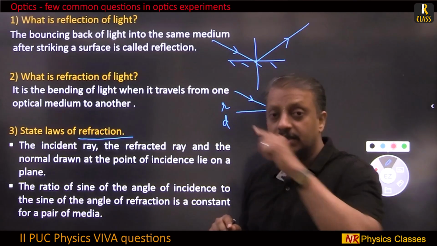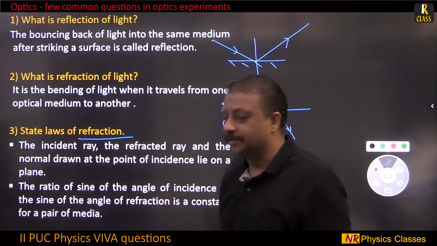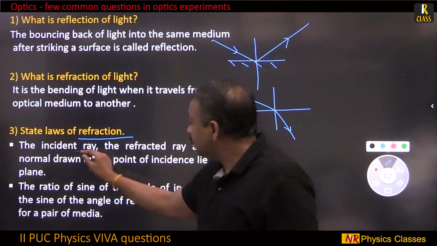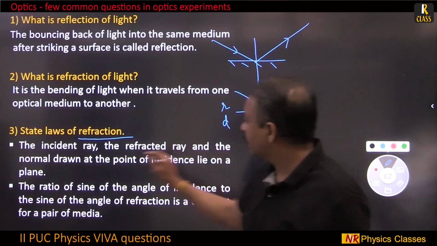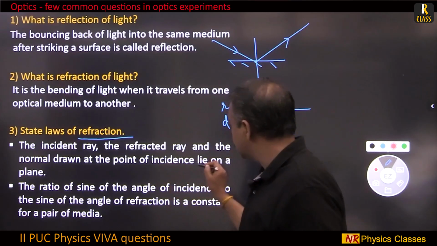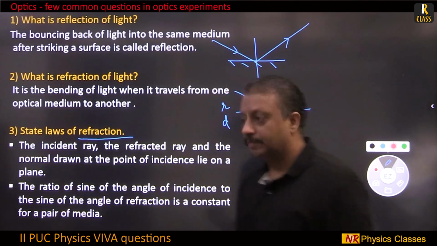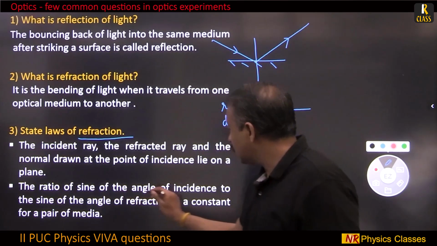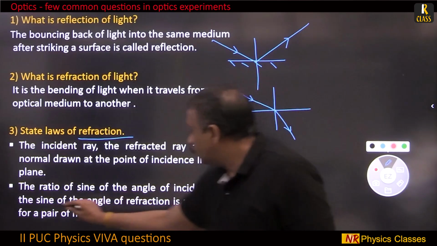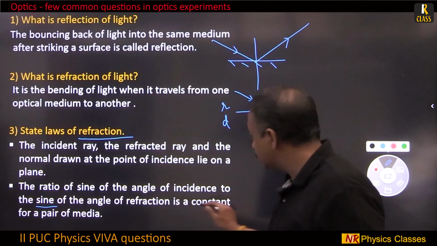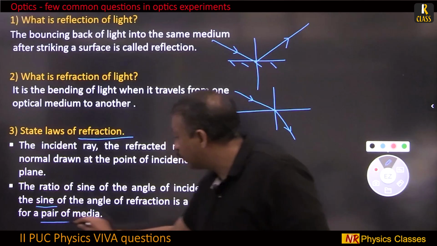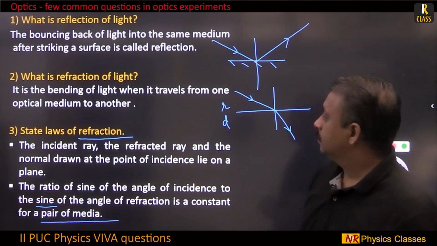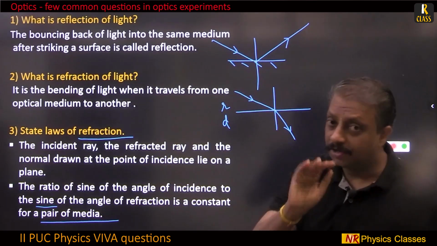Laws of reflection, laws of refraction. This is refraction. The incident ray, refracted ray and the normal drawn at the point of incidence lie on a plane. The ratio of sine of the angle of incidence to the sine of the angle of refraction is a constant for a pair of media. Sin i by sin r is a constant.